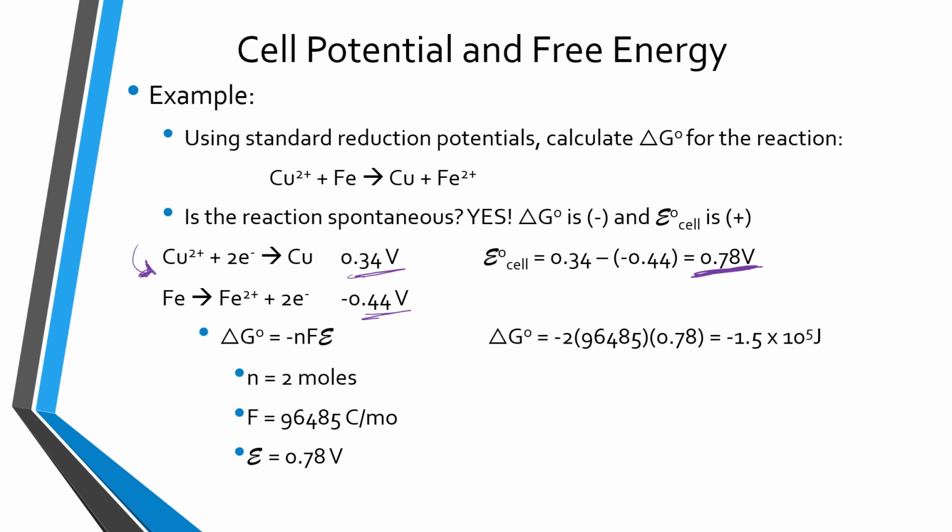And then our number of moles are 2. Moles of electron is 2. So then we plug in Faraday's constant, the standard, 2 moles, and I get negative 1.5 times 10 to the 5th joules. So we can say, in fact, that yes, this is spontaneous. We have a negative delta G. We have a positive cell voltage.